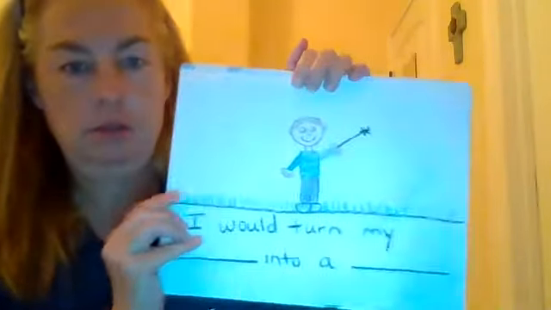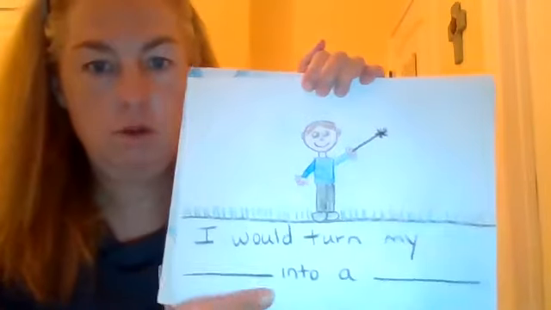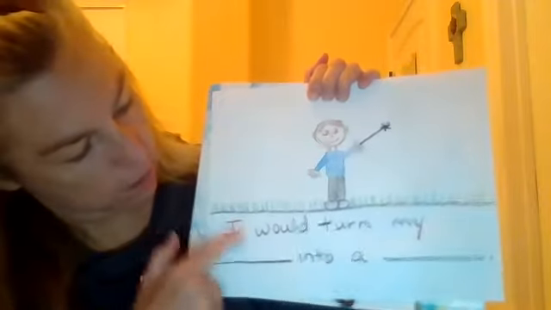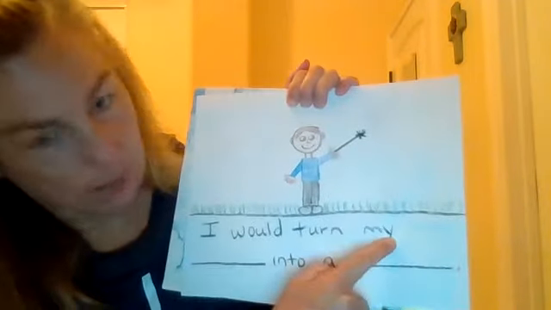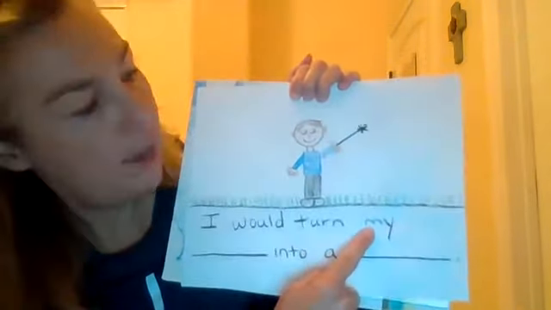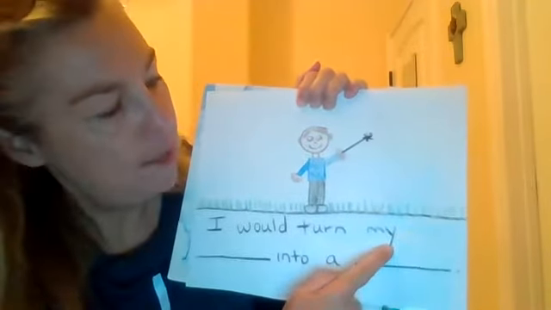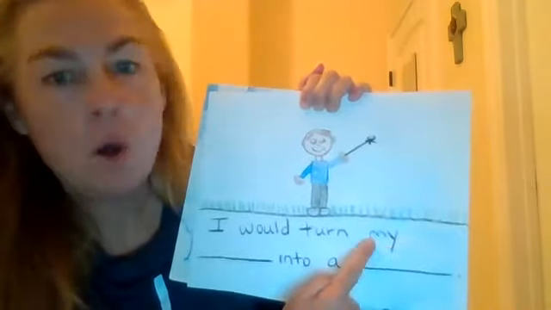Okay, my first example is, this is a boy. He's got his magic wand already. And it says, I, which is a sight word, I would turn my, there's another sight word. You can spell my if you try, M-Y. First an M and then a Y. Oh, my, my, my. Blank into a blank.